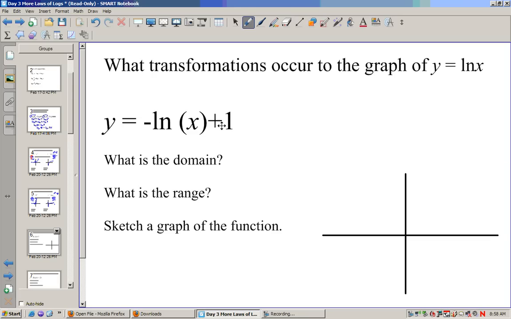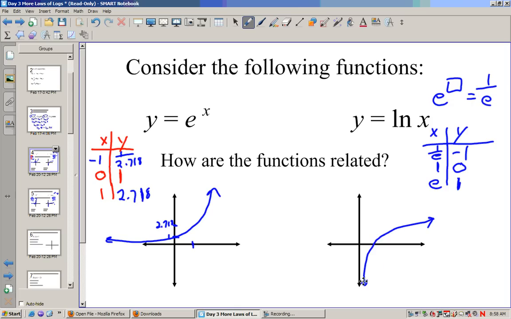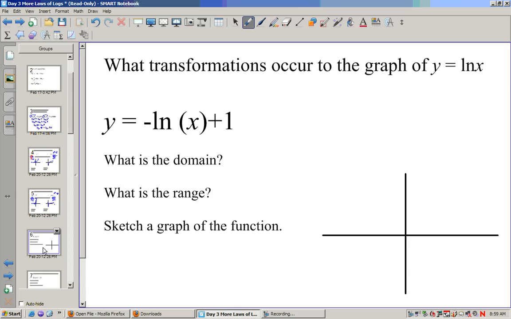First thing we have to think of is our natural log graph. Remember, our natural log is right here. It's going to move up 1, and so we can pretend that this is our new x-axis. And now it's going to flip over this axis that we have here.